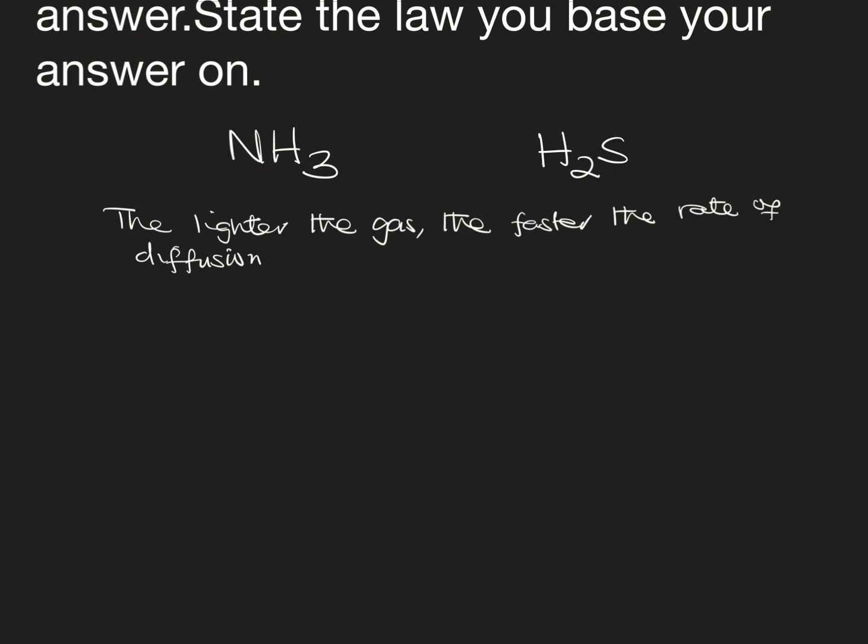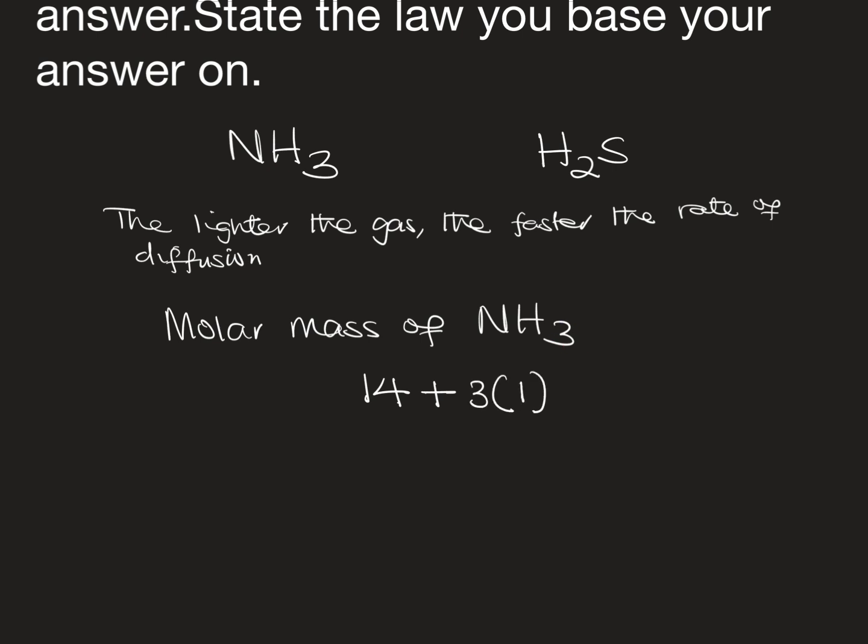If the molar mass is low, then the gas is light. Now let us try to determine the molar mass of ammonia. That will be N, which is 14, as the atomic mass of nitrogen, plus we have 3 here. That will be multiplied by the atomic mass of hydrogen, which is 1. So we will have 17 grams per mole as the molar mass of ammonia.